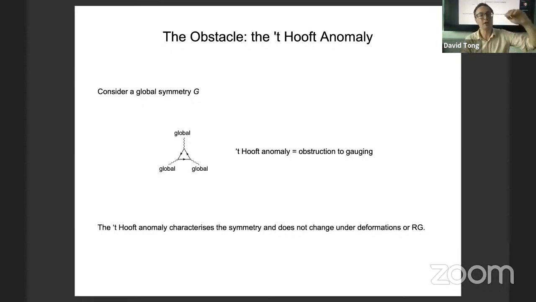In particular, the 't Hooft anomaly is invariant under RG flow, assuming the symmetry is unbroken, which means that if you have two theories with the same symmetry G but different 't Hooft anomalies, there's no possible way you can flow from one to the other under RG.